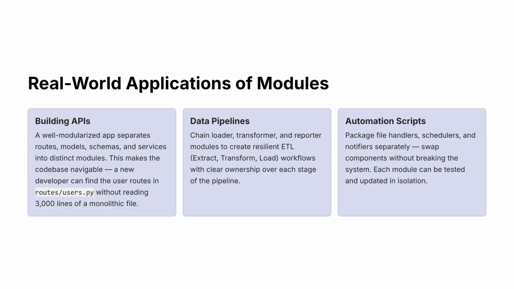In data engineering, you chain loader, transformer, and reporter modules together to build ETL pipelines. That's extract, transform, load, where each stage has clear ownership and can be swapped independently. And for automation scripts, you package your file handlers, schedulers, and notifiers separately so you can update one piece without breaking the whole system. Bottom line, modular design isn't just good practice. It's the foundation of every Python project that actually survives contact with production.